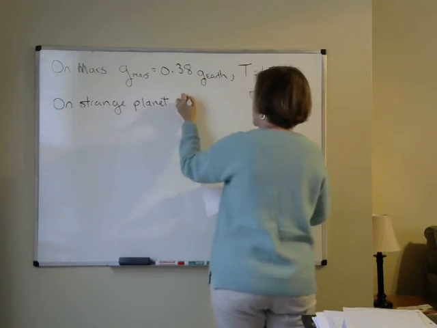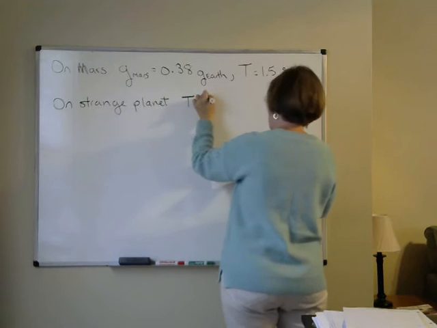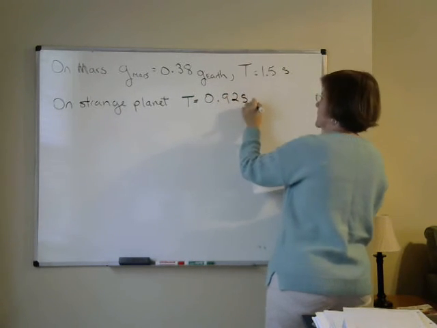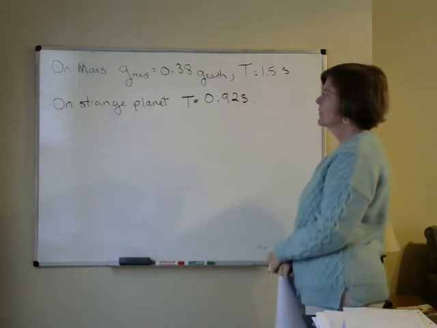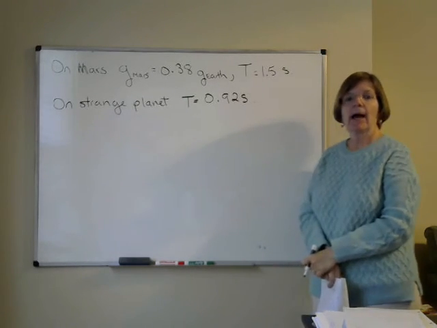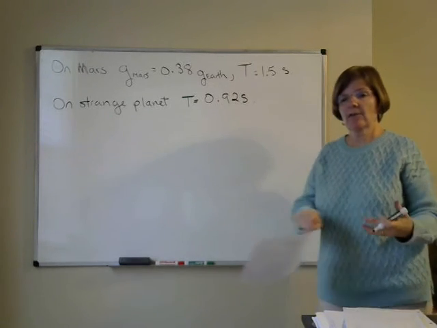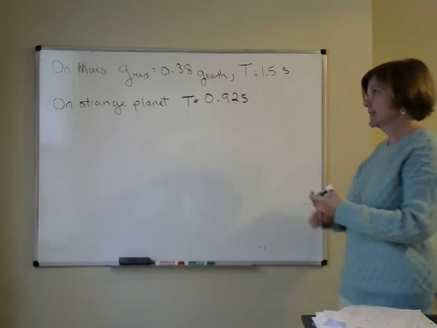He's on a strange planet. And it has a period of 0.92 seconds. Where is he? How can we find? He obviously carries around a list of gravitational constants or something.